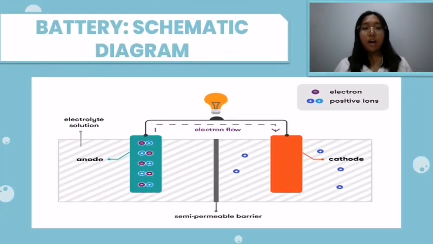So let's tackle about the schematic diagram. Battery schematic diagram. So ano nga ba to? So as you can see sa figure, anode and cathode are being submerged by the electrolyte solution, and at the middle of it, it is a semi-permeable barrier. Ito yung nasa gitna. So this barrier prevents the excess of the electron from the anode side to go directly in cathode side. So, etong barrier na to, tumutulong to para maiwasan na magpunta yung electron sa cathode ng directly.